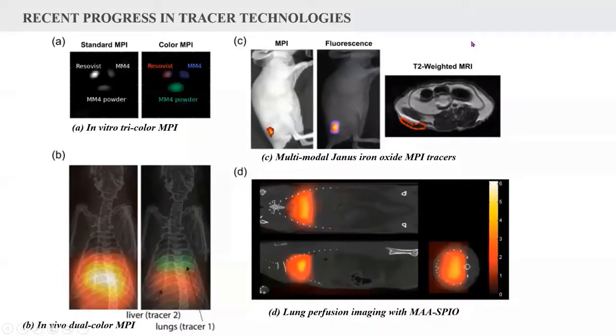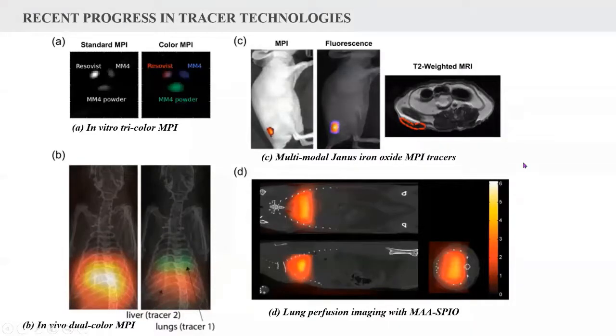In picture A, three different MPI tracers are indistinguishable in a standard MPI reconstruction algorithm, but can be observed after applying a multicolor reconstruction algorithm. In picture B, the lung and liver are targeted with two nanoparticles with different relaxation behavior. In standard MPI, the organs are indistinguishable, but after the colorizing algorithm, the organs can be detected based on the relaxation behavior of the SPIOs.